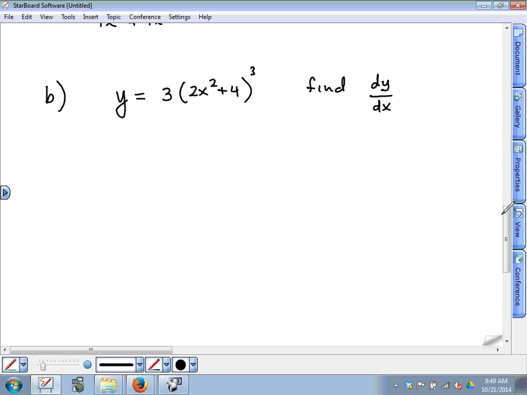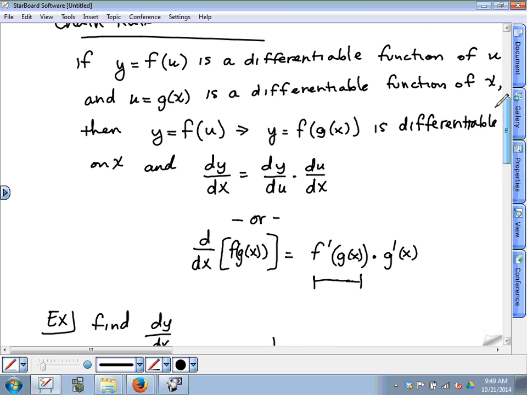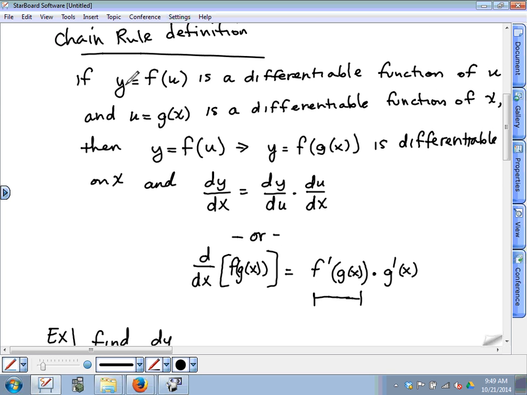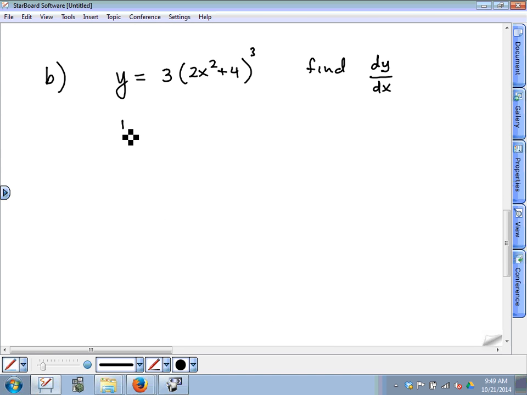Now, if it helps, just as we're learning this, let me go back up to the definition here for a second. If it helps, you might want to think about it this way. y really equals f of u, where u is a differentiable function of x. So, what if we said, let u equal 2x squared plus 4. That would be the inside function, right? So then we could write y equals 3 times u to the third. You guys all right with what I just did there?